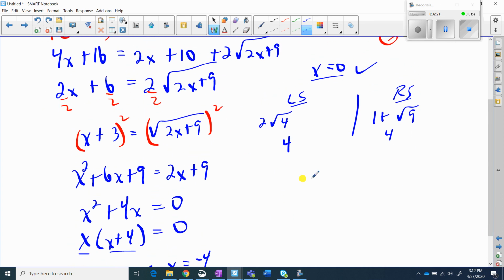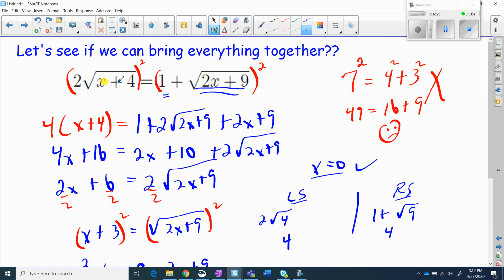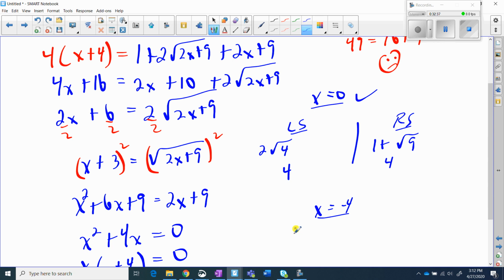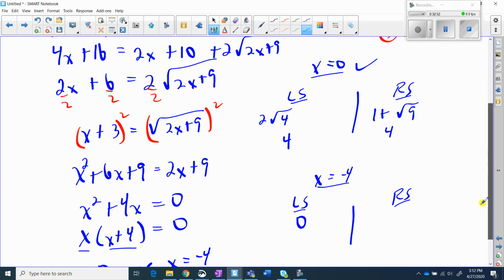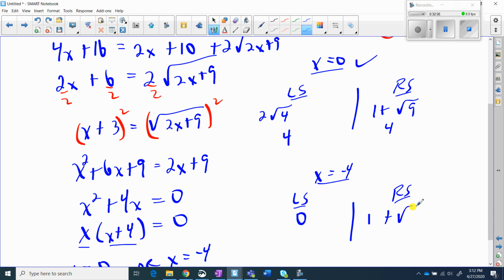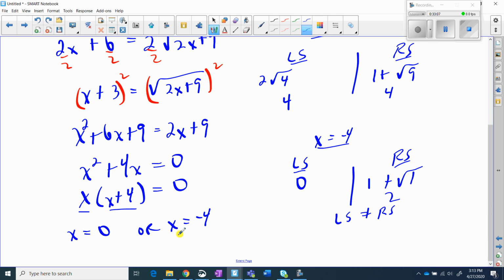Now I got to check my other answer, which I think was negative 4. Negative 4, put in here. So negative 4 plus 4 would be 0. Square root of 0 is 0 times 2. Left side is going to be equal to 0. The right side, put negative 4 in for the x and see what you get. Negative 4 times 2 is negative 8, plus 9 is 1, so I'm going to get 1 plus the square root of 1. 1 plus square root of 1, which is going to be 2, does not work, which means negative 4 is an extraneous solution. This one we can identify by its proper name. It is an extraneous solution.